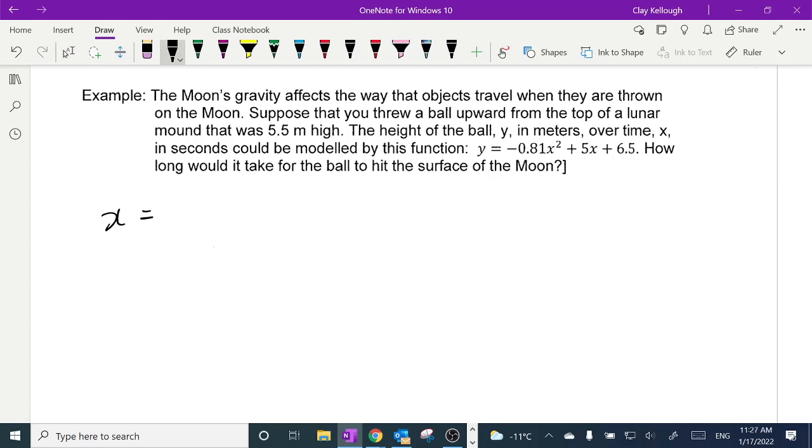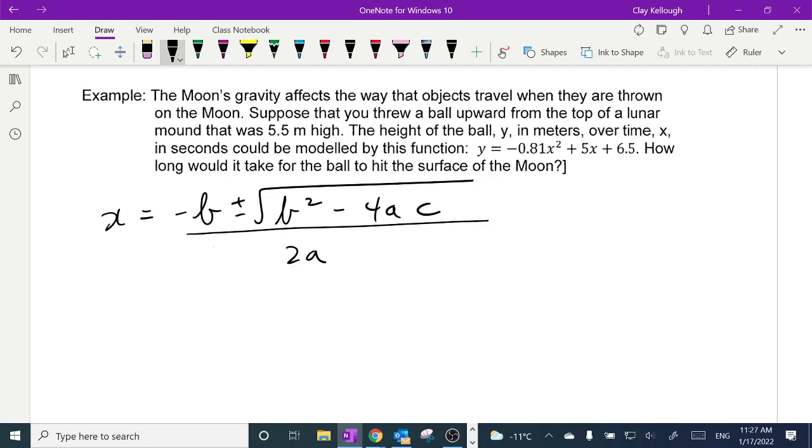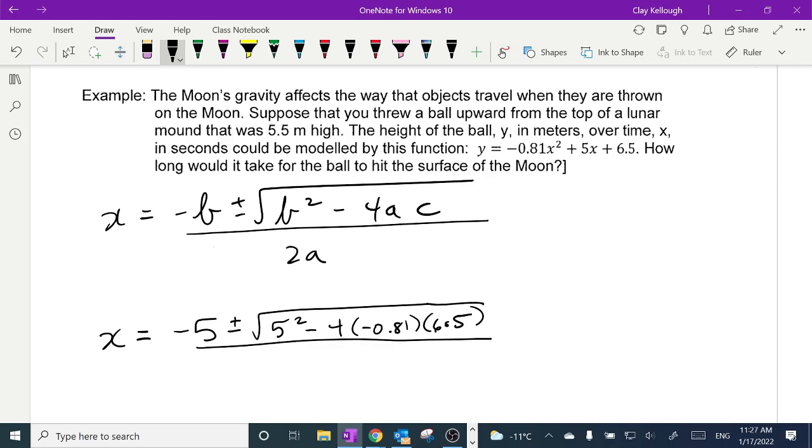x equals minus b plus or minus the square root of b squared minus 4ac all over 2a. All right. Ridiculously hard to do with that calculator. This one's not too bad. Minus 5 plus or minus the square root of 5 squared minus 4 times negative 0.81 times 6.5, all over 2 times negative 0.81.